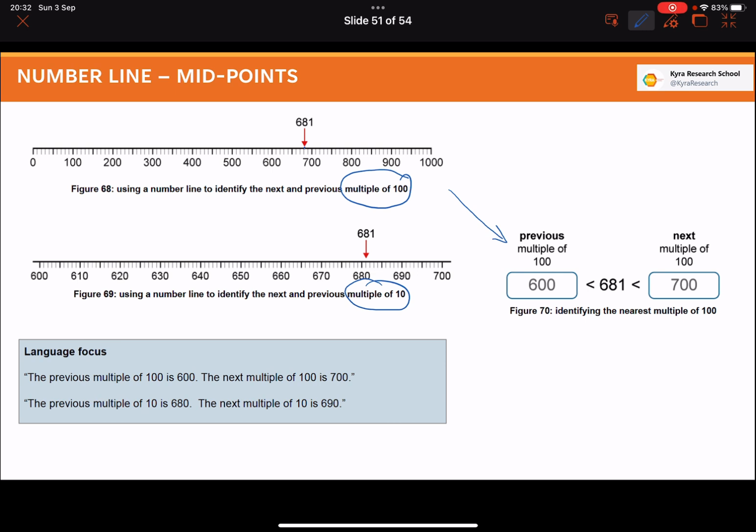So we know that the number 681 is between 600 and 700. So I can fill in that I've got my multiples 600 and 700. Then I can identify my midpoint. The midpoint between 600 and 700 is 650. 681 is greater than 650. So 681 is closer to 700. And you can see if we can identify those multiples on that number line, we can identify those midpoints, we can really support them to reason about their rounding.